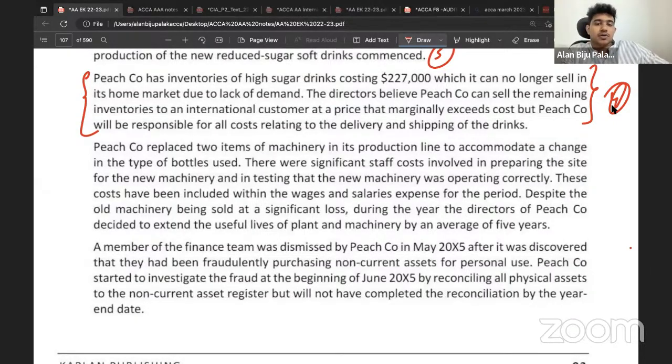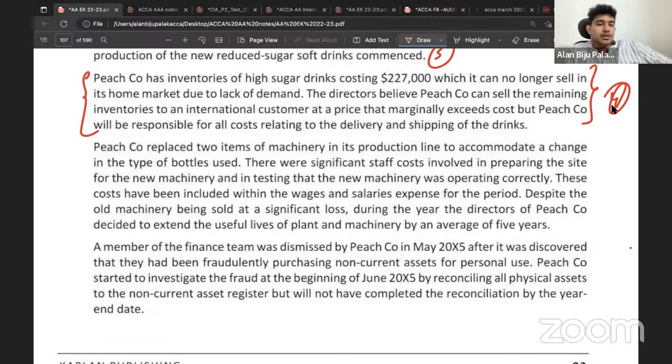Despite the old machinery sold at a significant loss during the year, directors of Peach company decided to extend the useful life of plant and machinery by the average of 5 years. The members of finance team was dismissed by Peony company in May 2015 after it was discovered that they had been fraudulently purchasing non-current asset for the personal use.